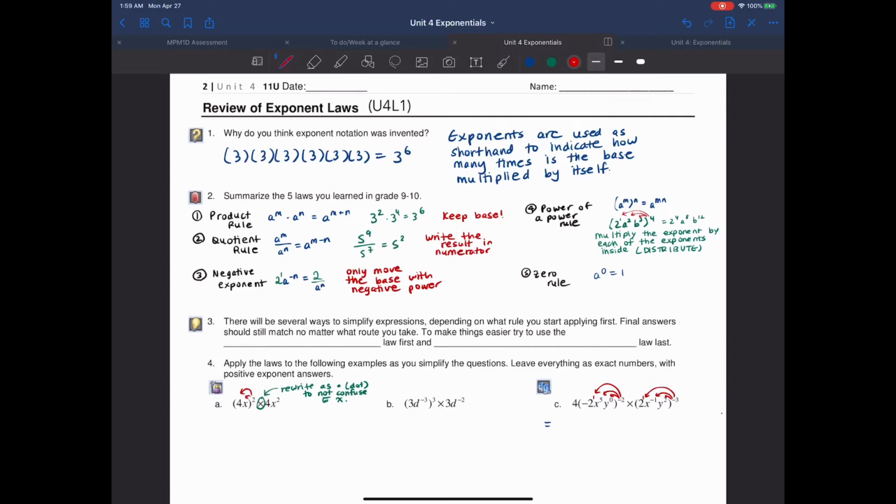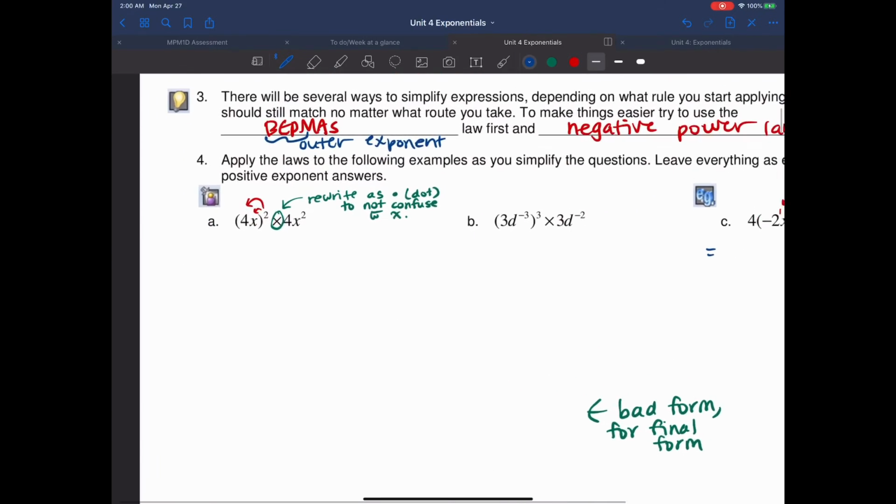Back to the notes. And so here we have number 3. There will be several ways to simplify expressions depending on what rule you start applying first. The final answer should still match no matter what route you take. To make things easier, you're going to try to use BEDMAS, and we're going to focus on the first 4 letters, and we're going to apply it on the outer exponent. Meanwhile, we're also going to apply the negative power rule, negative power law. So these are the 2 ideas that we're going to use a lot for these questions.